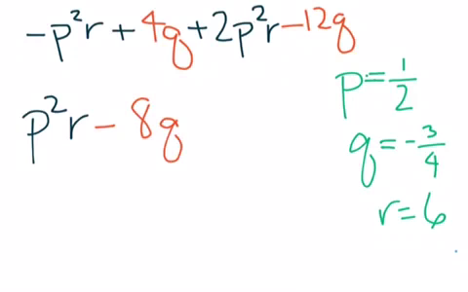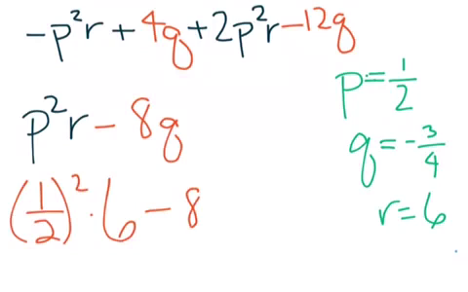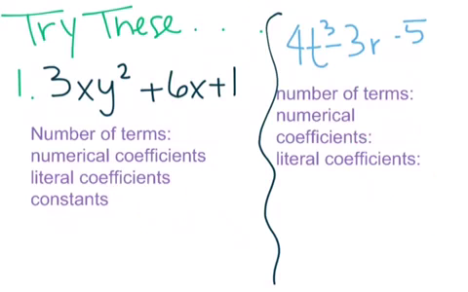Now we can substitute, okay? So it says that p equals 1/2. So we're going to do 1/2 squared times r, which is 6, minus 8. Q is going to be 3/4, so times negative 3/4. Okay? So this is how you set it up. So I want you to use order of operations and solve for this. Okay? When you're done, obviously, then you'll come back to school and I want you to share your answers with your fellow classmates. See which one of you got it correct.